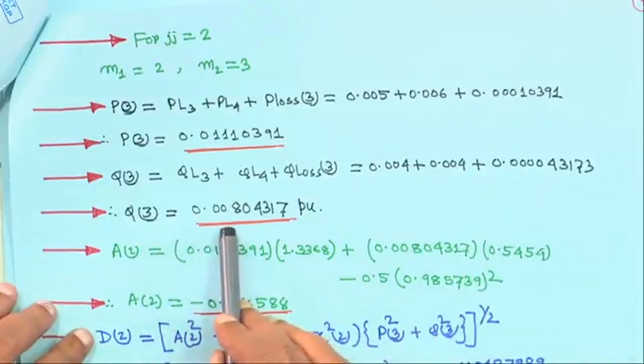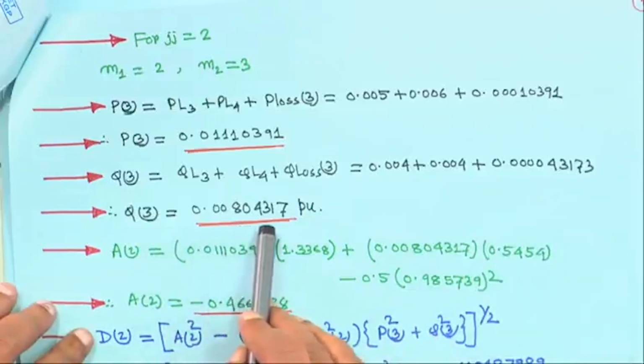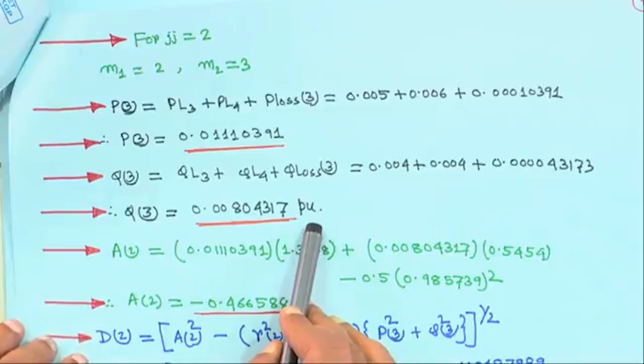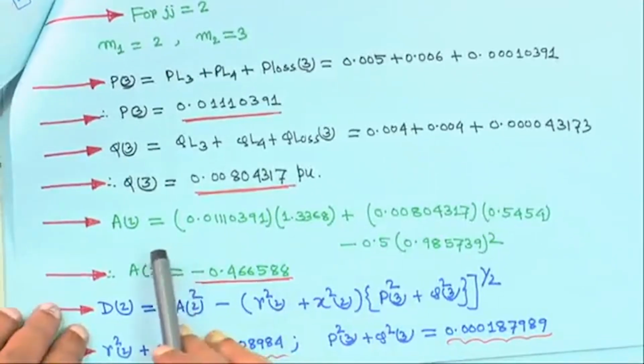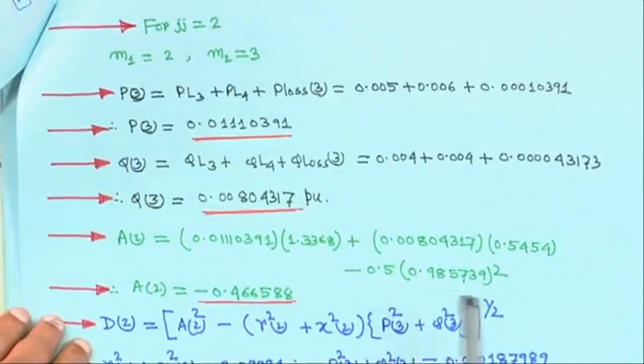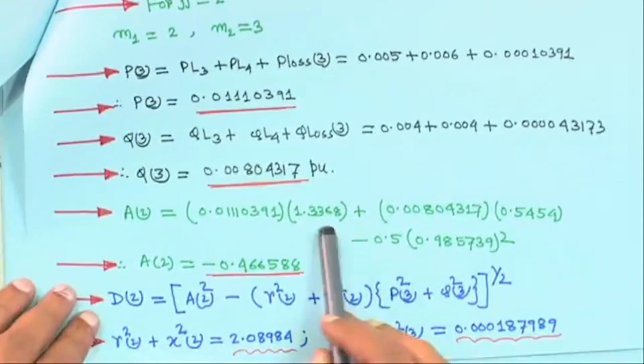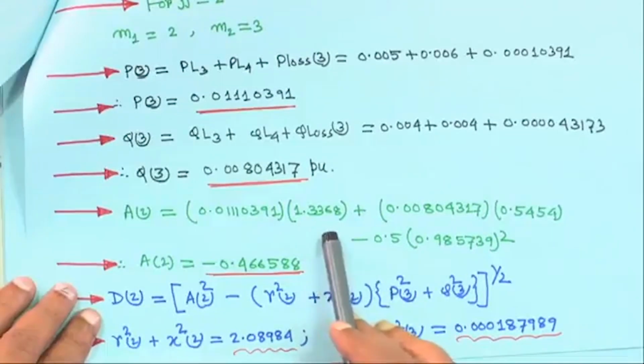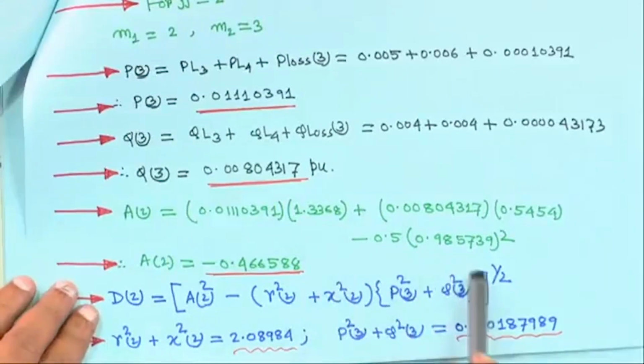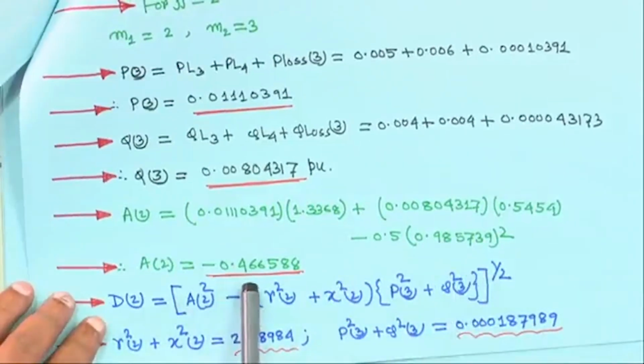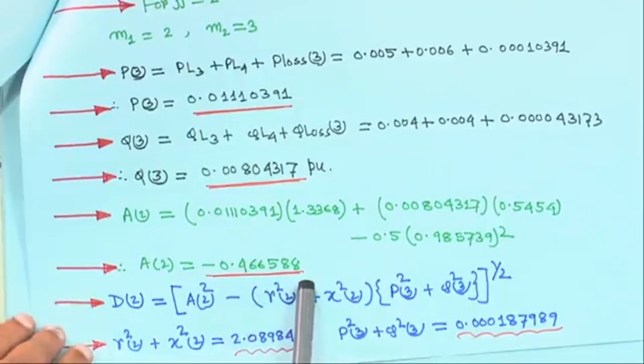So, Q3 will get 0.00804317 per unit, right. Therefore, you calculate A2. The way it is, you put all these values in the same expression of AJJ, equal to that expression, and you compute A2 is equal to minus 0.466588.